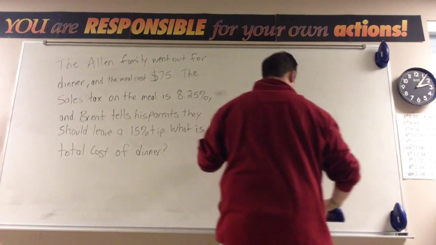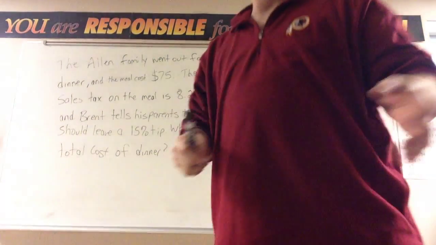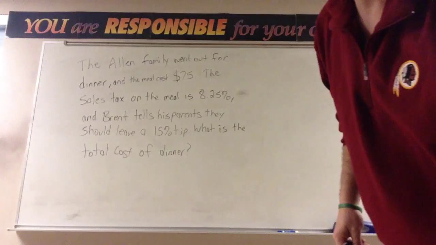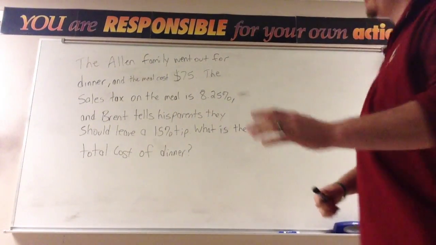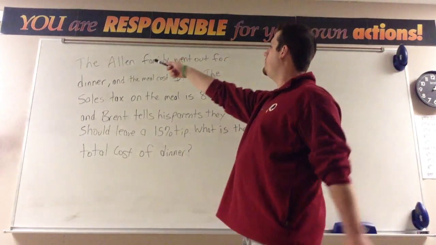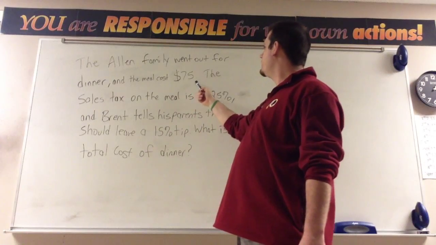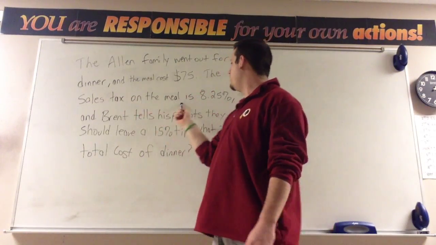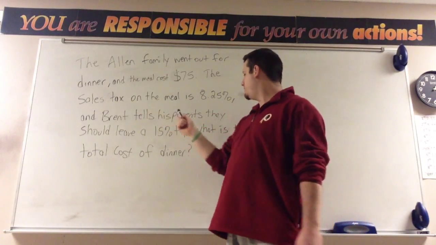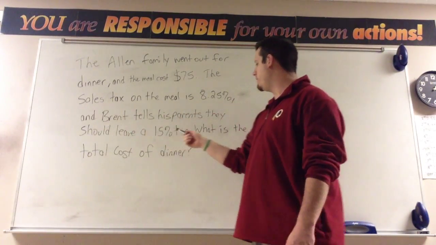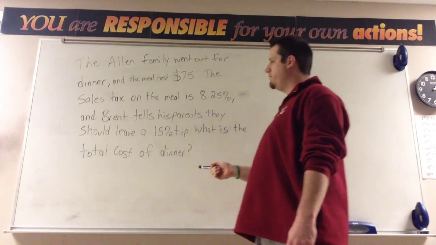Alright, thanks for accessing the website. Let me get you a little bit better view here of the question. There we go, should be good enough. Alright, the Allen family went out for dinner, and the meal cost $75. The sales tax on the meal is 8.25%, and Brent tells his parents they should leave a 15% tip. What is the total cost of dinner?